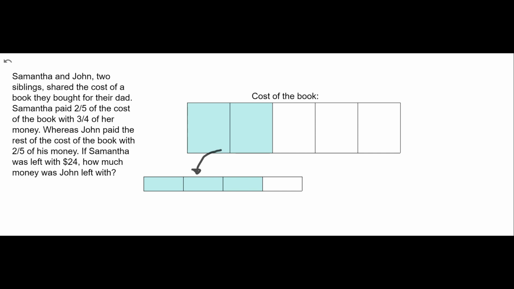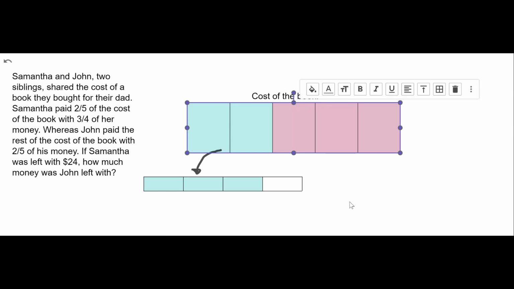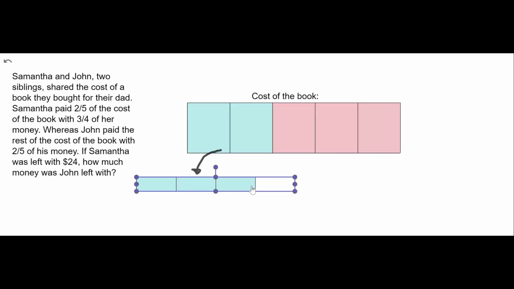Alright, the next sentence says, John paid the rest of the cost of the book with 2/5 of his money. So we'll make 3/5 because John paid for the rest of the cost, which would be 3/5. There we go. This is how much John paid, and he used 2/5 of his money.